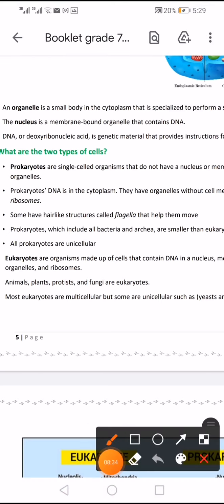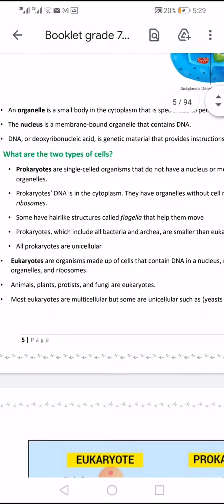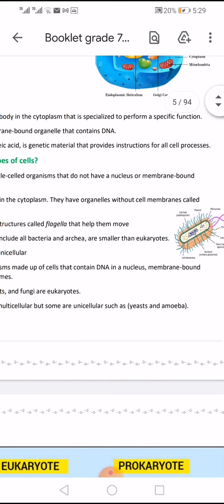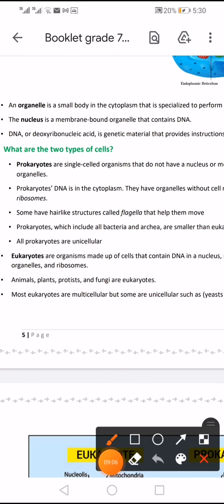Eukaryote cell. What is a eukaryote cell? Eukaryote cells, another type of cell, are organisms made up of cells that contain DNA in a nucleus. That is the difference between prokaryote and eukaryote: prokaryotes do not have a nucleus, while eukaryotes have a nucleus, and the DNA is contained in the nucleus, along with membrane-bound organelles and ribosomes. Eukaryotes are like humans, fungi, plants, and animals.